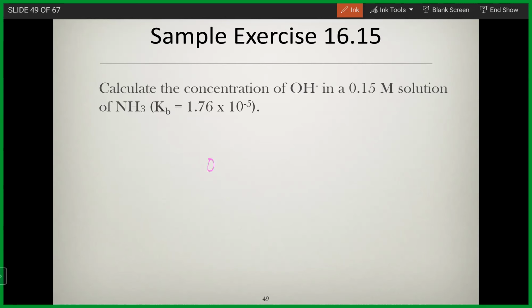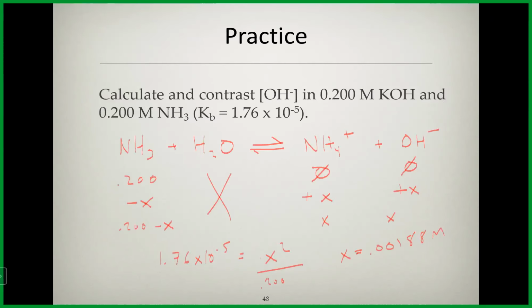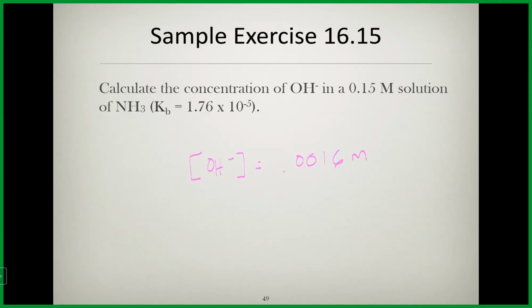Otherwise, what you should see is that the hydroxide ion concentration for that one, where 0.15 is the initial, should be 0.0016 molar. And again, it's going to be the exact same setup we have here. Same Kb. The only thing that's going to change is the initial concentration of ammonia. So on the bottom of our equation, instead of X squared over 0.2, we would just have X squared over 0.15. And then ultimately we'll solve and get 0.0016 there.